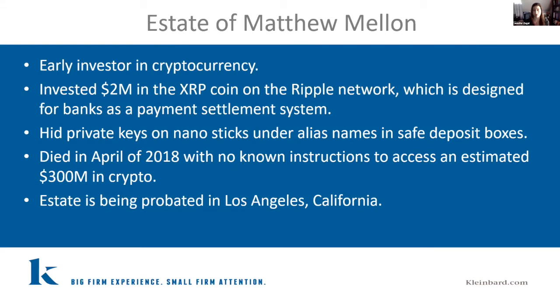Now, this is a very extreme example, but it illustrates what can happen if there isn't a balanced plan in place. Here, Mr. Melon very securely stored his crypto, but it was completely inaccessible, making it ultimately useless, unless it is obtained by his family.